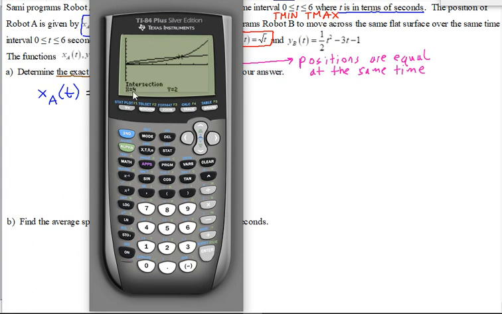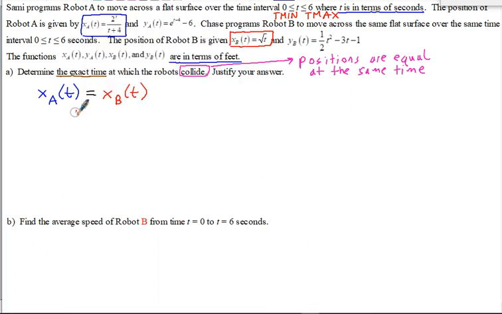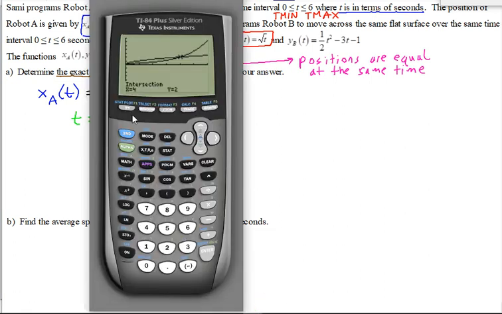And we get 4. So these are equal when t equals 4. The x coordinates. But that doesn't necessarily mean they collide, because the y coordinates could be different. So, to see if the y coordinates are equal at that same time, go back to our calculator, go to y equals, and de-highlight these two. And now let's put in, well, let's write down what we're going to do on paper first.